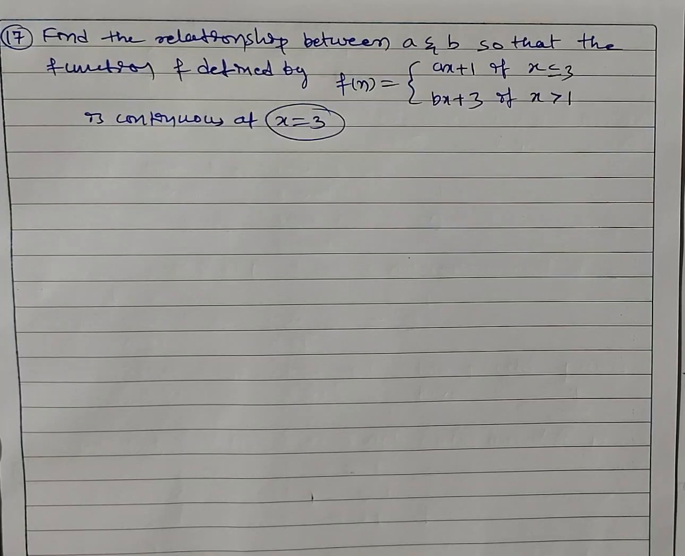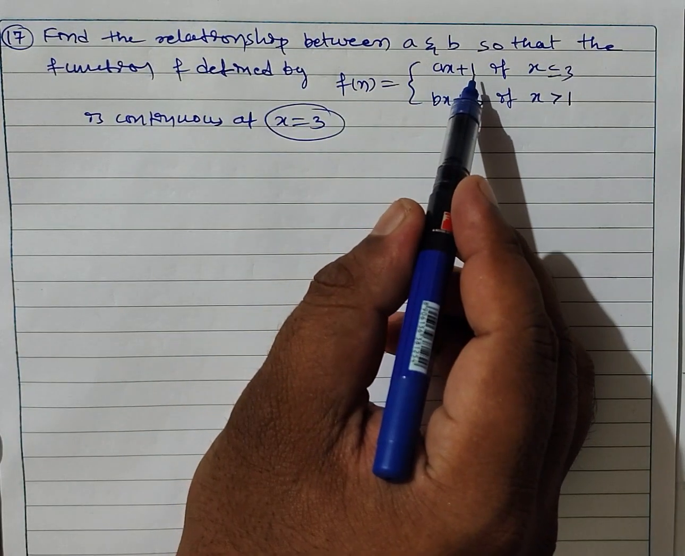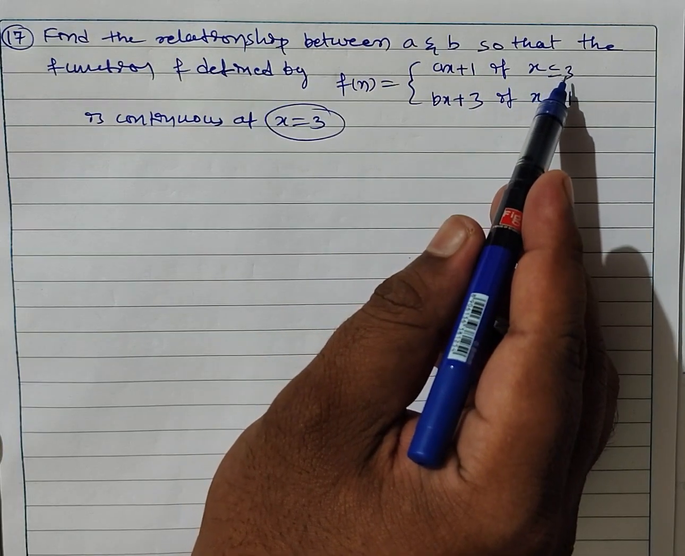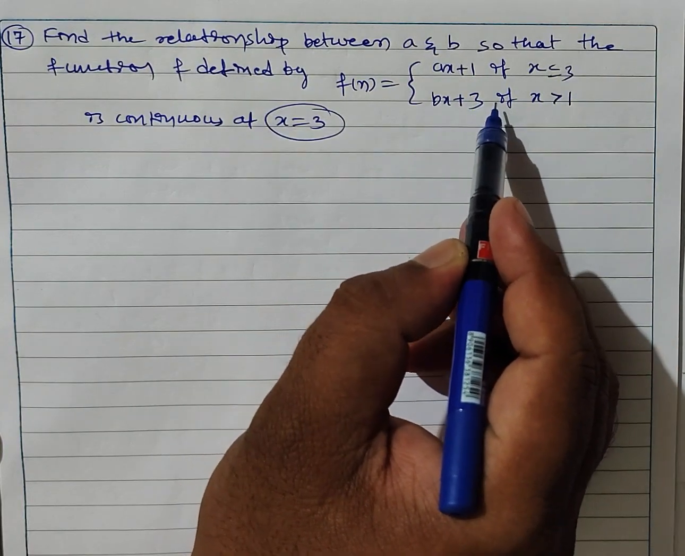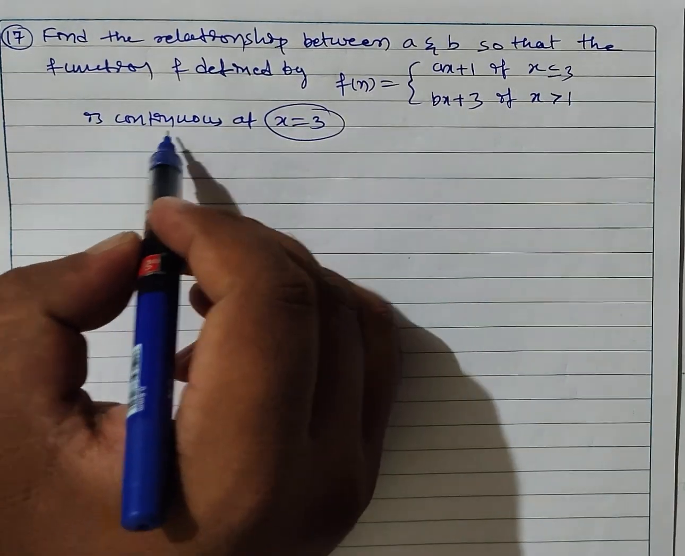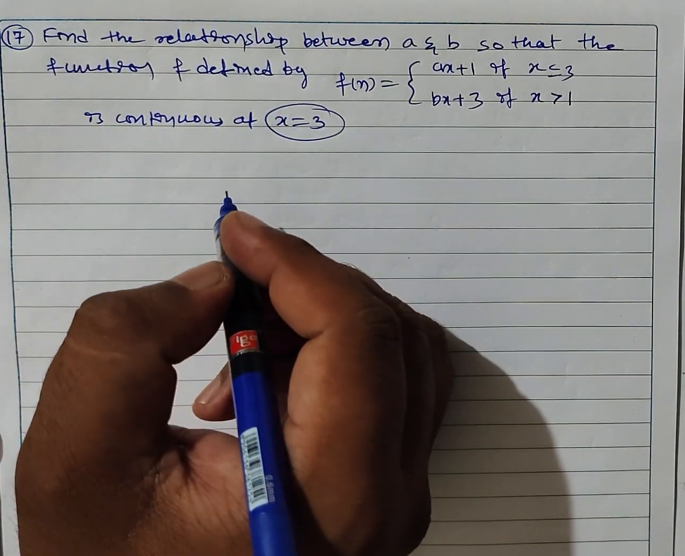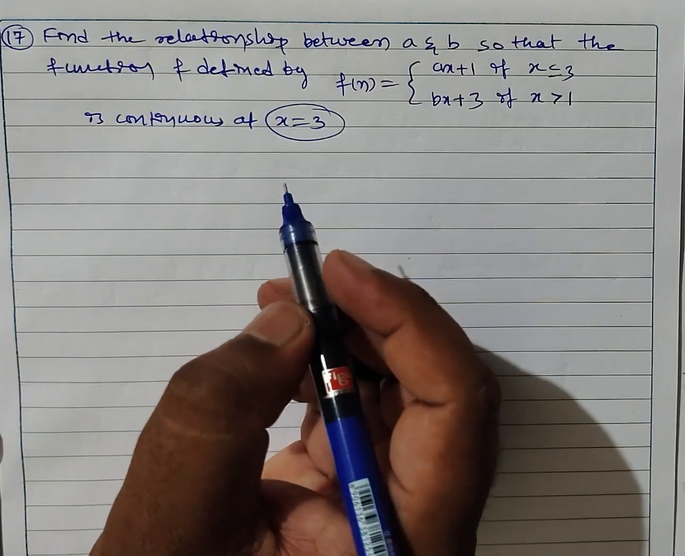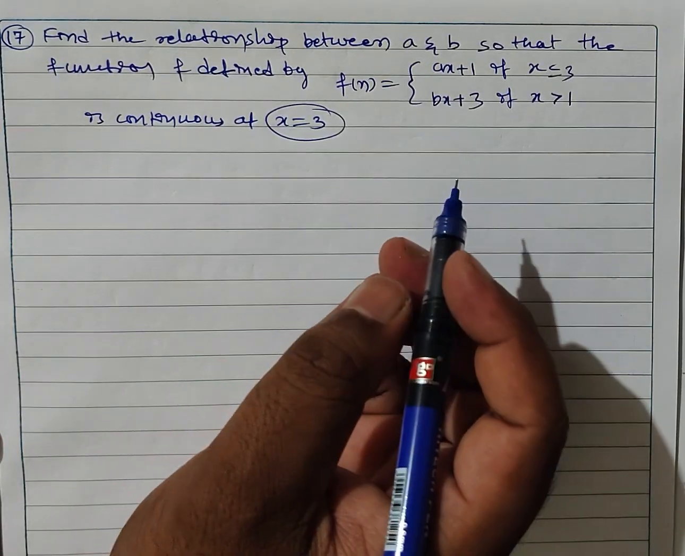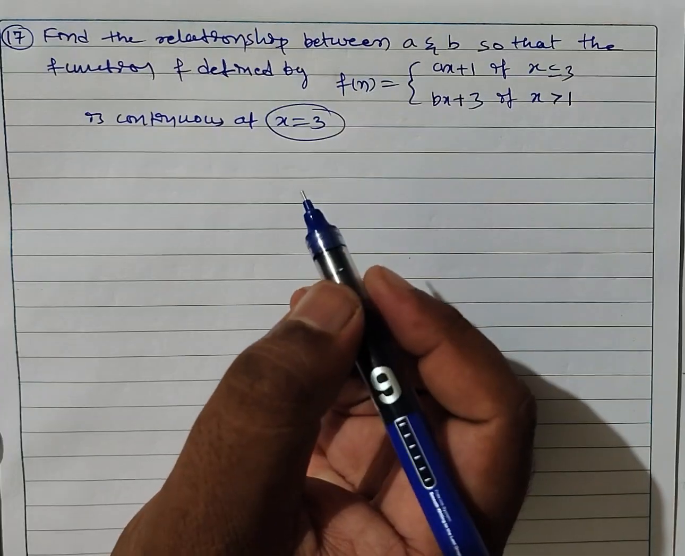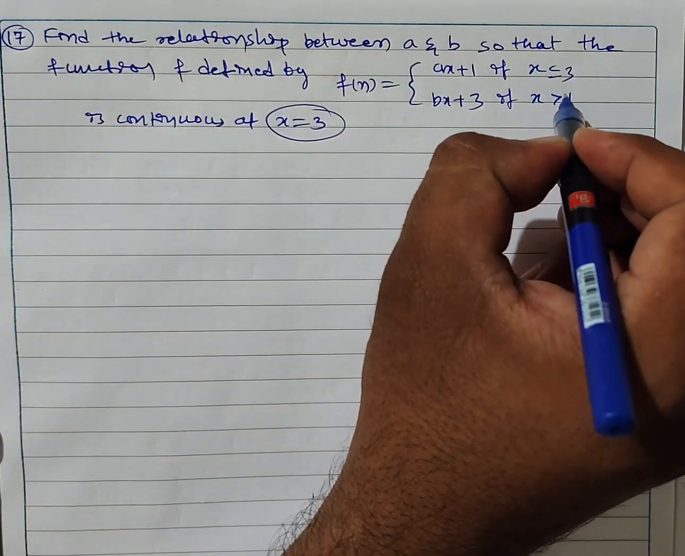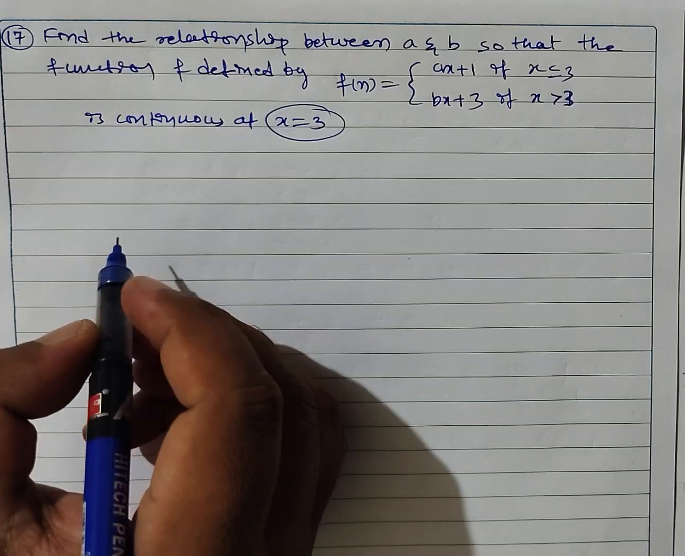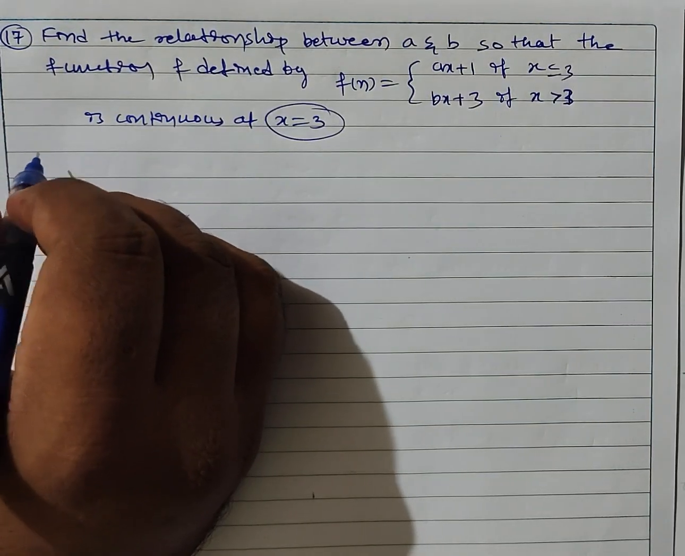Question number 17. Find the relations between a and b so that the function f defined by f of x is equal to ax plus 1 if x is less than or equal to 3, bx plus 3 if x is greater than 3, is continuous at x is equal to 3. So continuous at x is equal to 3 means what should happen? Left hand limit is equal to right hand limit is equal to f of 3. Okay. So x greater than 3, right? Okay. So at x is equal to 3 continuous, he has already said.